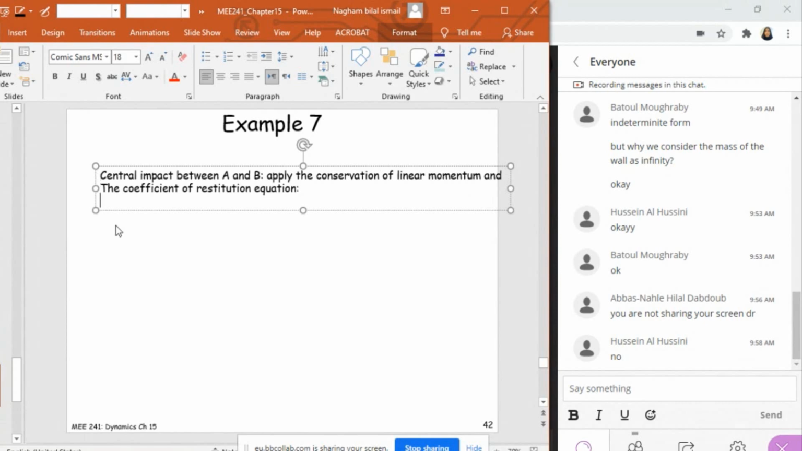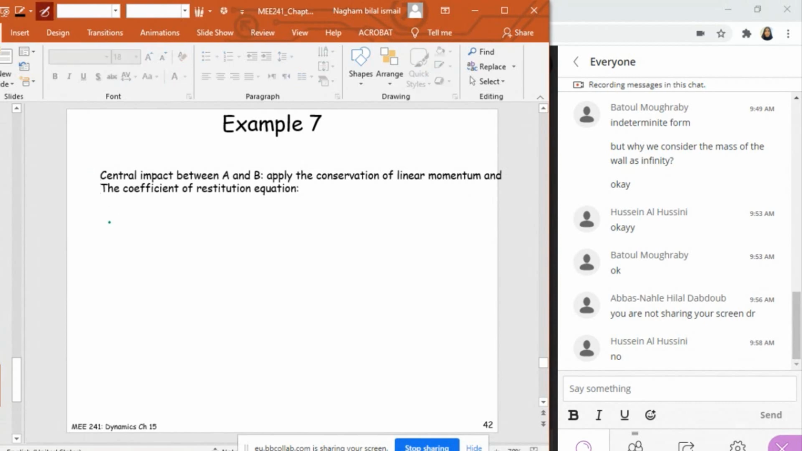So the first one is the conservation of linear momentum between A and B. This means that MA VA1, that I know because I found VA1 is equal to radical 2GH, VB1 is equal to 0, and this will be equal to MA VA2 plus MB VB2. This is my first equation.